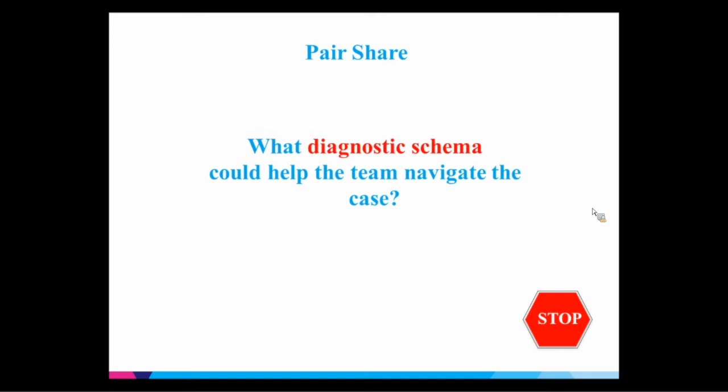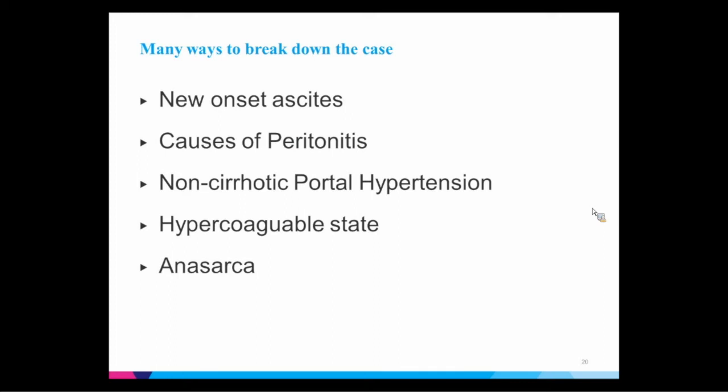Diagnoses that we could use, or diagnostics that we could use. You could think about, does he have new onset ascites? Something that came up for our team is what are the causes of peritonitis? It seems like he has some irritation in his peritoneum that was present even when he first got there. He was treated empirically for SBP, but had a much more inflammatory set of peritoneal studies.